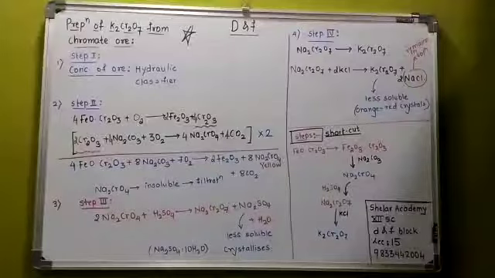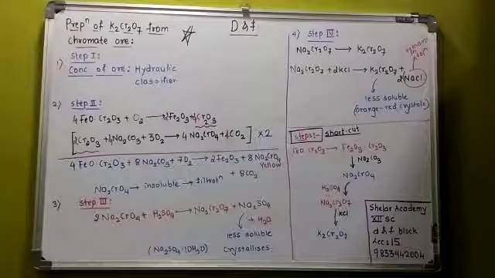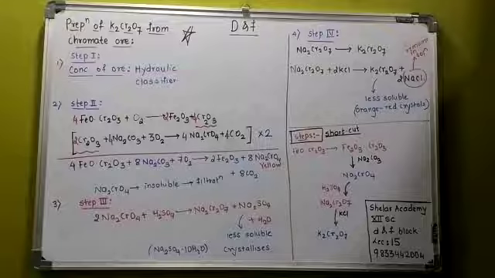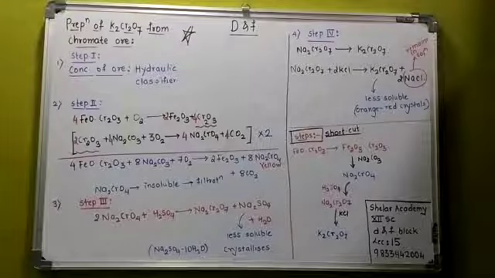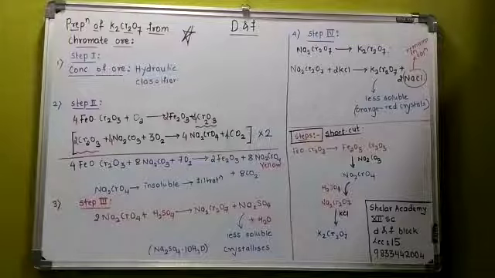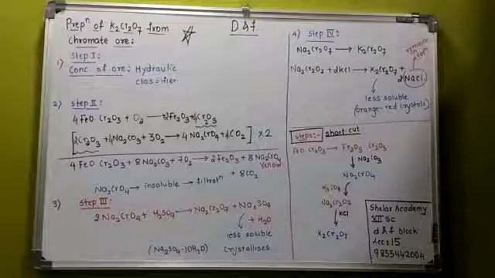Lecture number 15. Very important. Often the two questions are expected in the exam alternate, like the method of preparation of K2Cr2O7 one year. The next year you may have the method of preparation of KMnO4. Now we start with the method of preparation of K2Cr2O7.